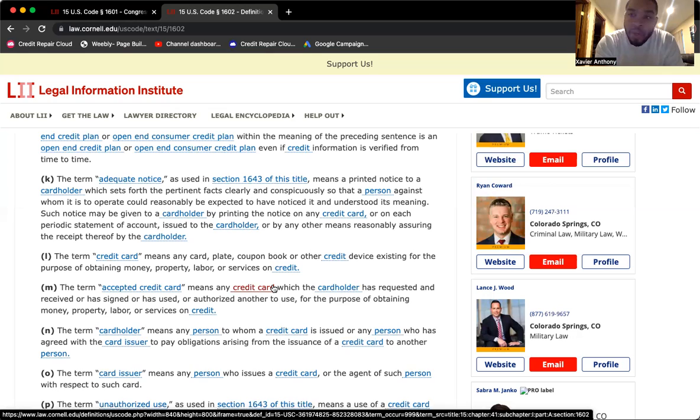Any person, we're gonna go with natural person first. So the card issuer is any natural person who issues a credit card or the agent of such person with respect to the card. So when you issue a credit card to a creditor, you're the card issuer as well. Or the organization can be the card issuer if they're the state and they issue your driver's license, or if they're issuing you that card or plate or coupon, whatever that document is. So it can be both ways. So you have to start seeing yourself in both ways. Stop seeing yourself as the debtor because you're the creditor.